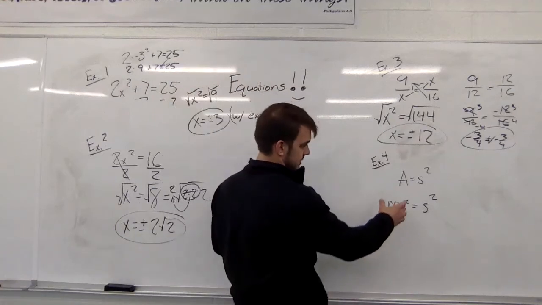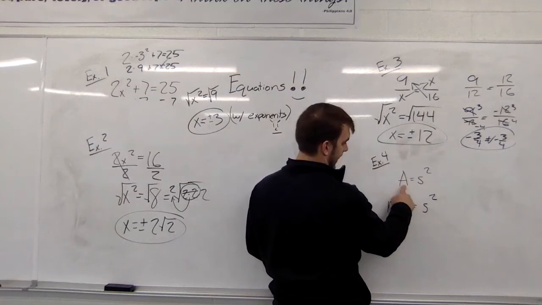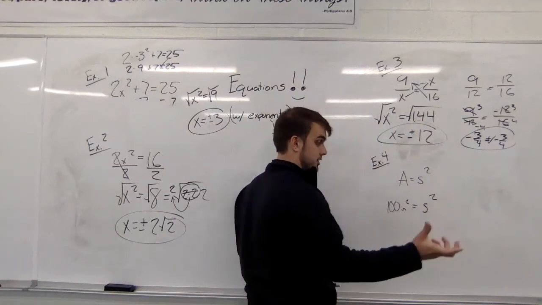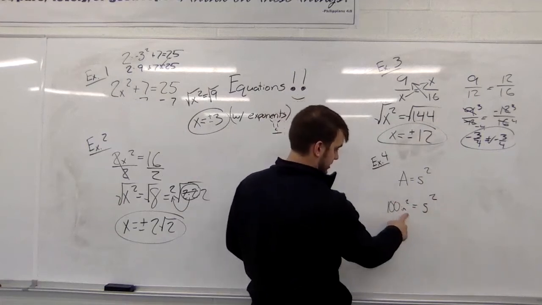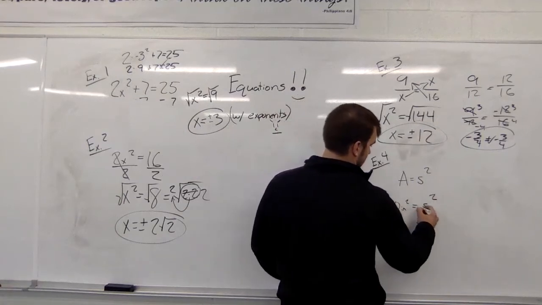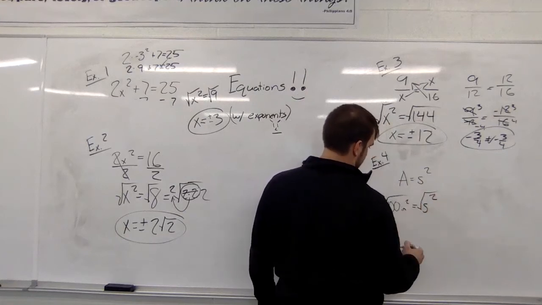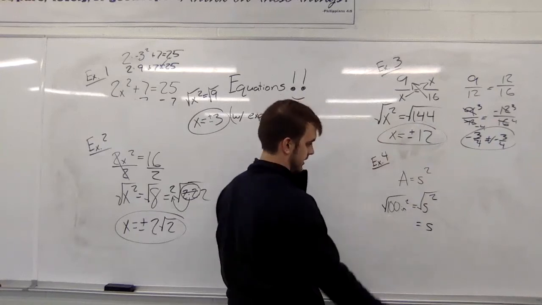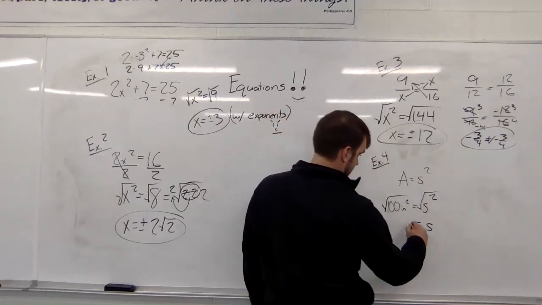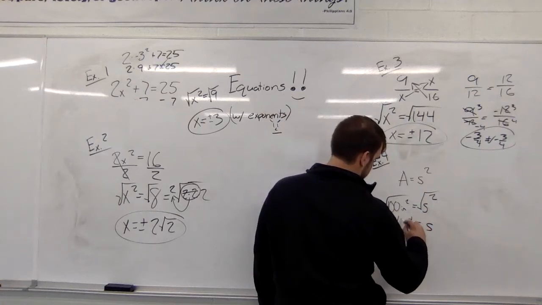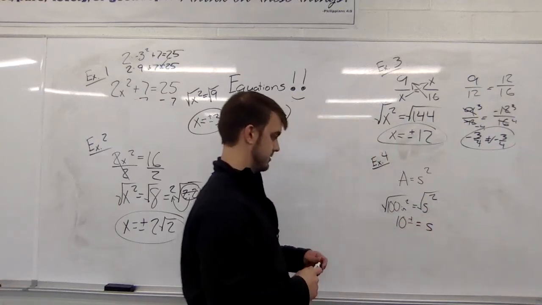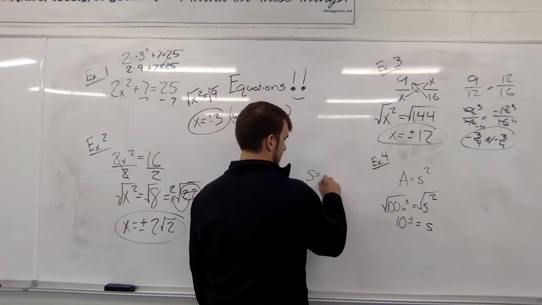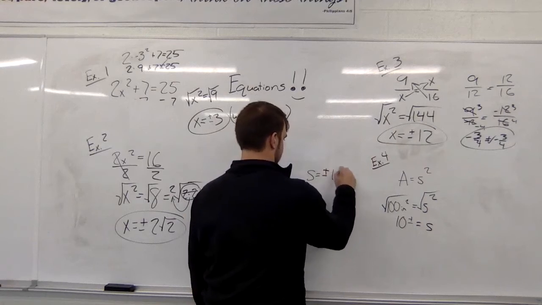So the way you figure out the area of the square is area equals side squared. So the area is 100 inches squared. 100 inches squared equals side squared. So S is equal to the square root of 100, and what 2 numbers could it be? It's positive or negative 10. So your final answer is side equals positive or negative 10.